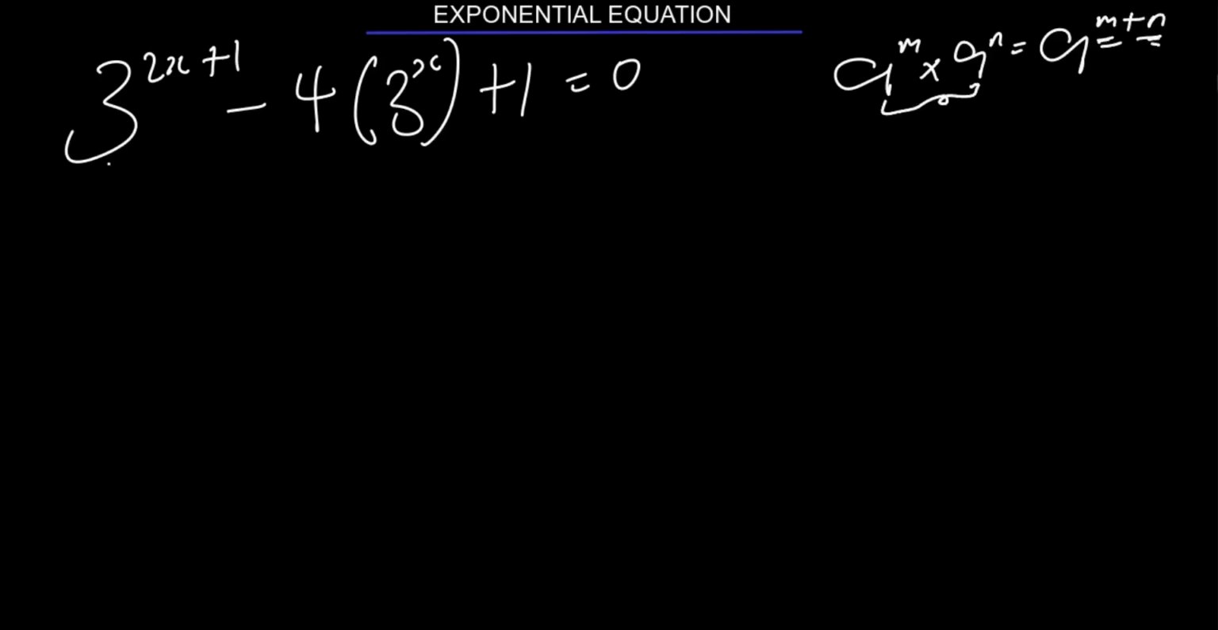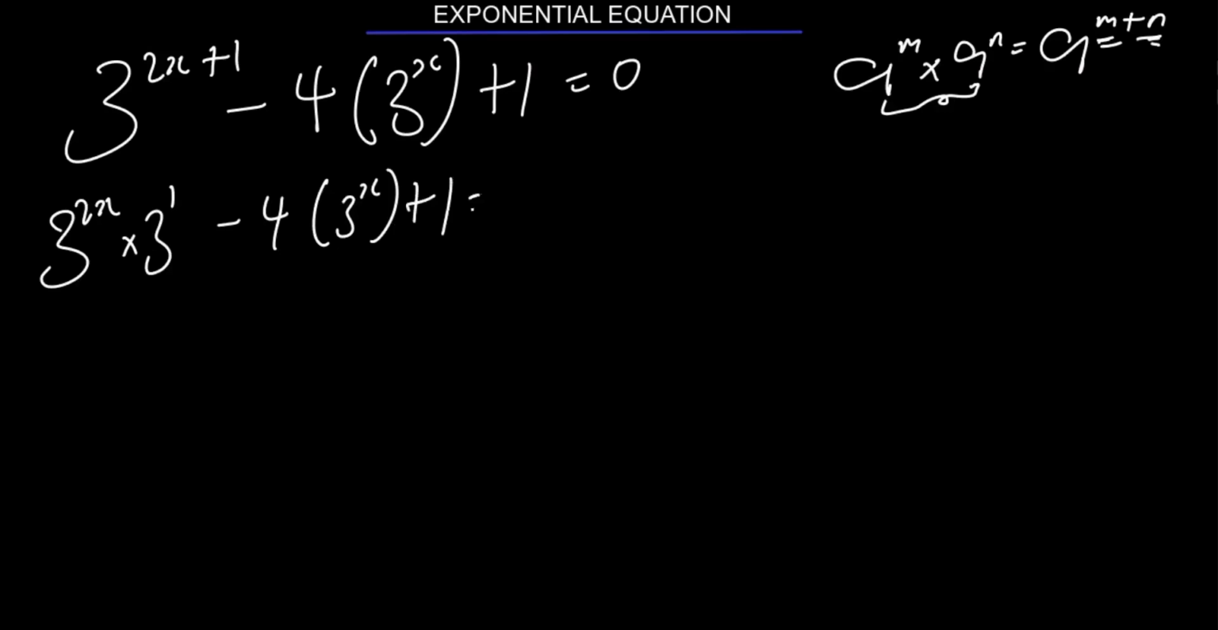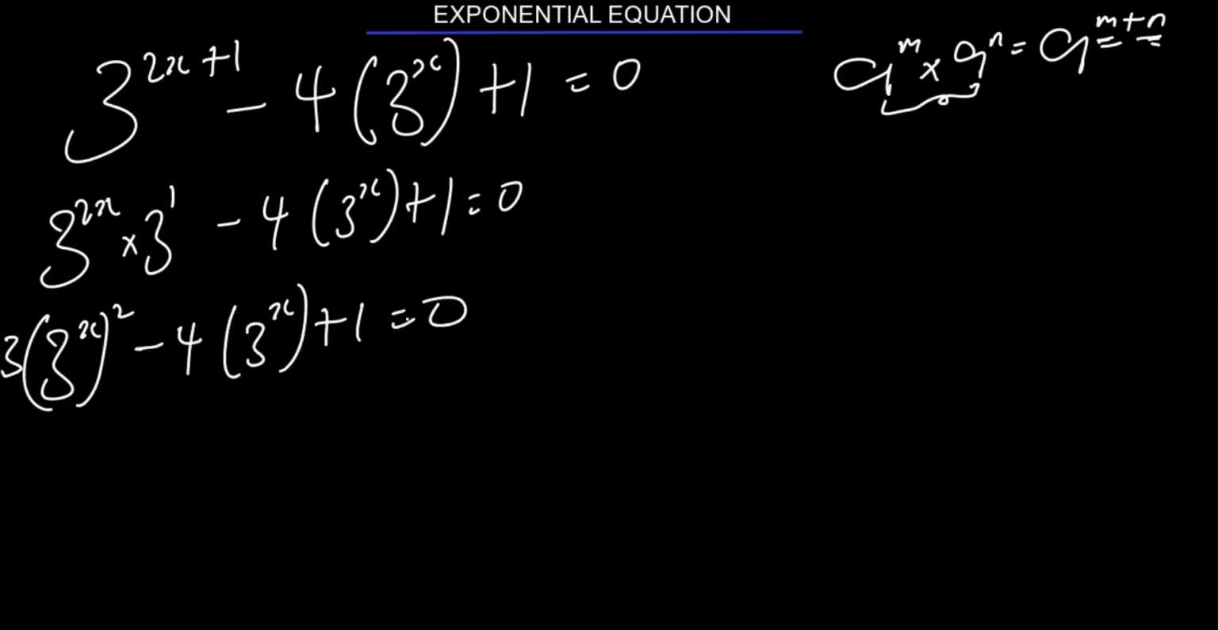So I can write this thing as 3 raised to power 2x times 3 raised to power 1, because if I apply the law of indices here, I will go back to this. 3 to the power of 2x minus 4, 3 to the power of x plus 1 equal to 0. Here I can write this as 3^x to the power of 2, and I have 3. I can even put the 3 here. Then minus 4, 3 to the power of x plus 1 equal to 0.